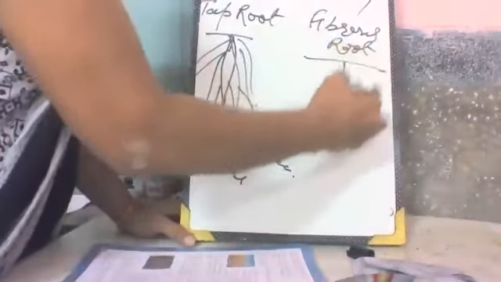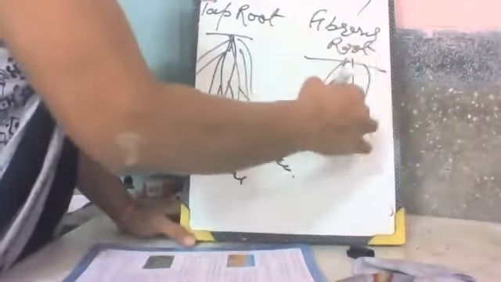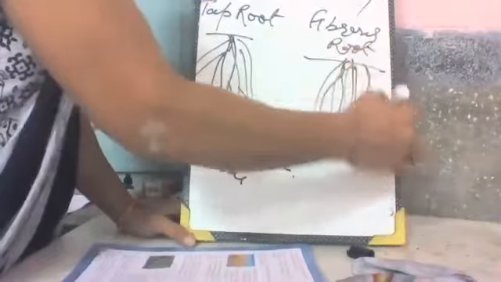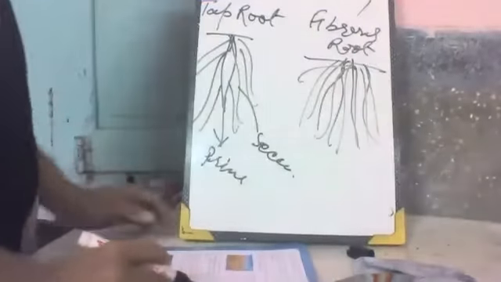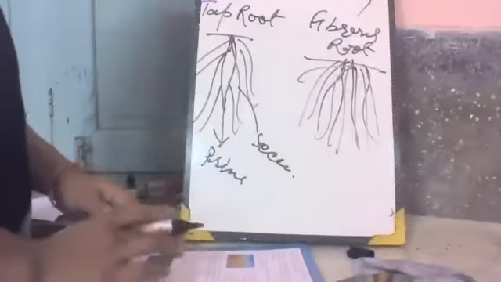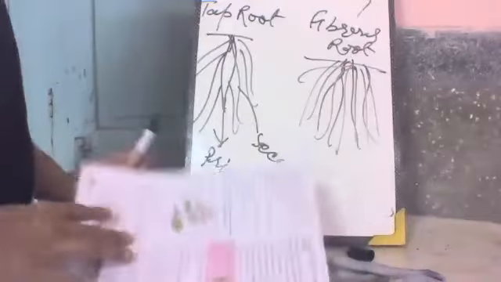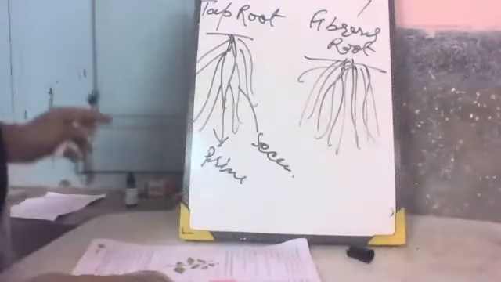But in fibrous root, there is no primary root. They arise from the same part, same level. These types of roots are known as fibrous root. And the examples of this are maize and grass. The function of root is what? It affixes the plant, holds the plant firmly to the ground and absorbs water and mineral.